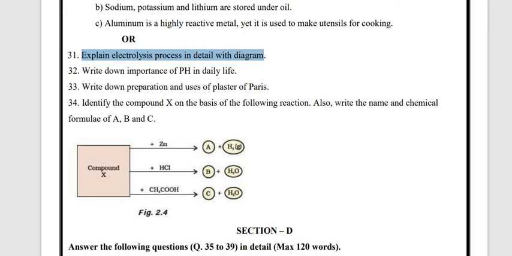and refining of copper. Both the things you can write down. Now let's see how we can get pure copper by the electrolysis process, and its diagram too.